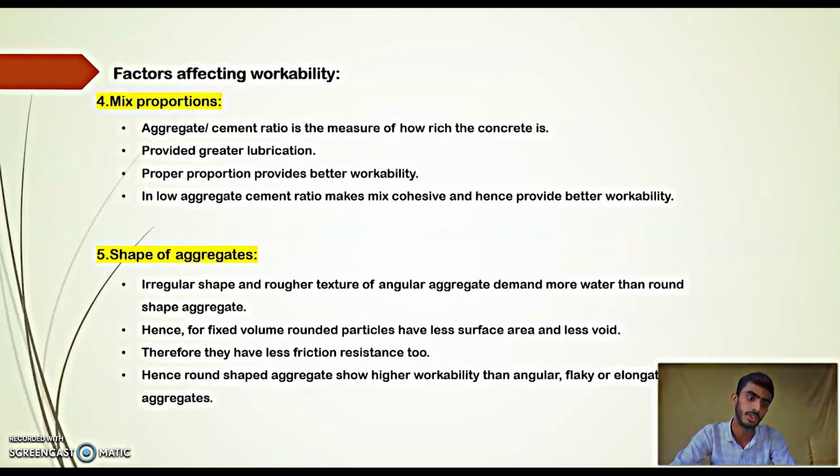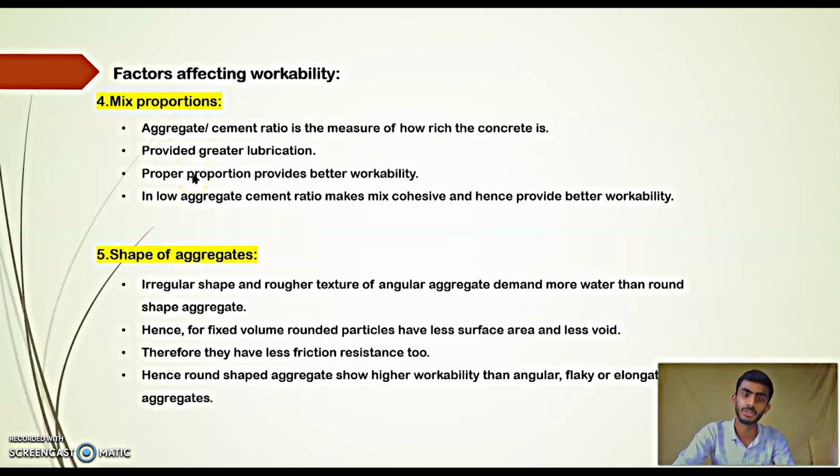Then the next point is mix proportions. It is the main important part among the factors affecting the workability of concrete. The aggregate cement ratio is the measure of how rich the concrete is. That means how much aggregate is added to the concrete and how much cement is added, and the proportion of the aggregate is also important. Mix proportion provides greater lubrication to the concrete, which affects the workability and makes placement of the concrete easy.